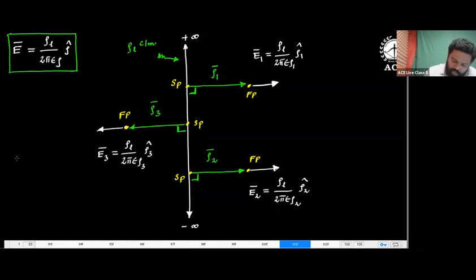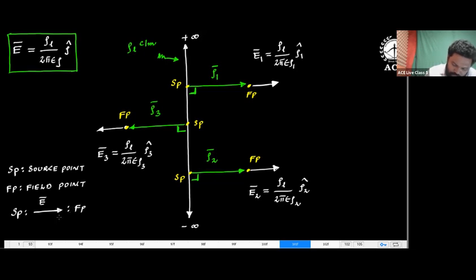So what is the SP here? We are going to follow this terminology. SP is source point. FP is field point. So here is a perpendicular. Electric field is acting from source point to the field point, and rho is a perpendicular distance vector. Clear?